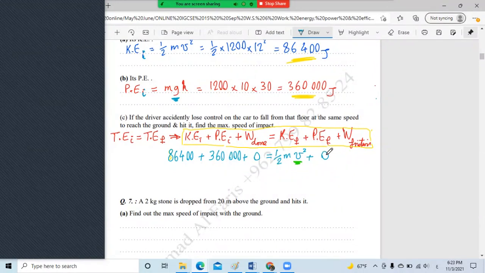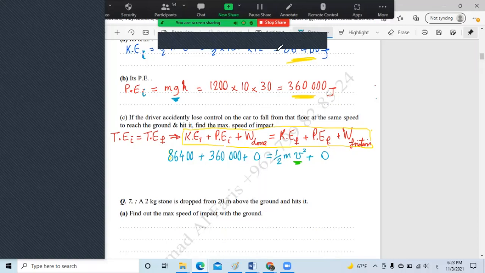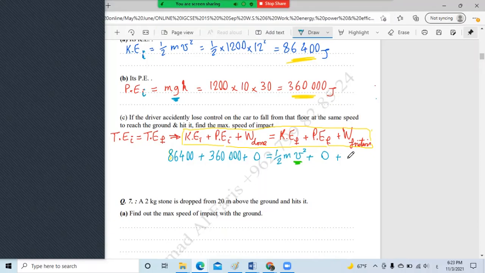After that, it bounces, it explodes, whatever happens to the car, it doesn't matter for us. Plus, there's no energy wasted by friction or air resistance since they didn't mention it. So that's why they use the word maximum. So we assume that all the energy before is transferred into kinetic energy.